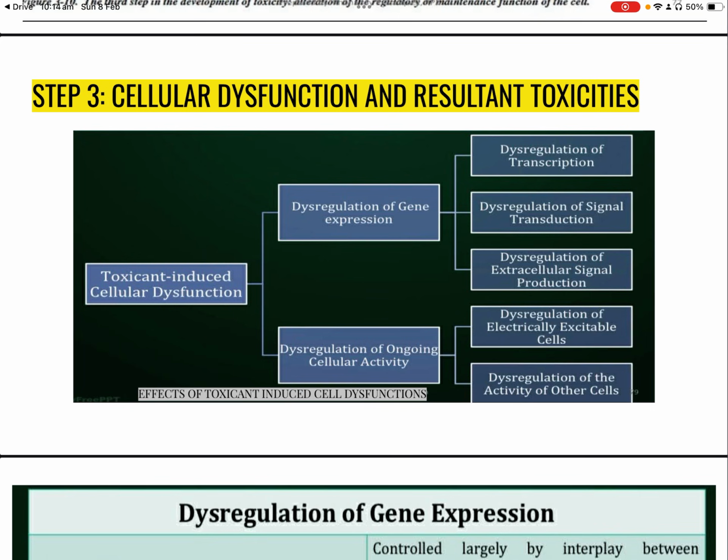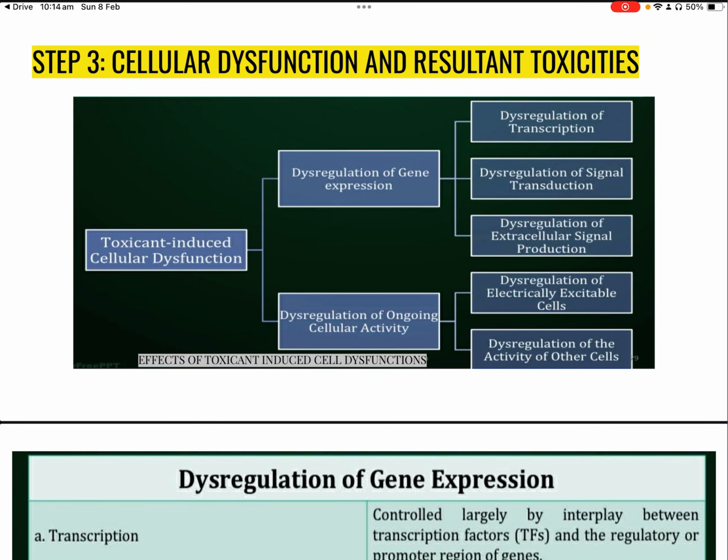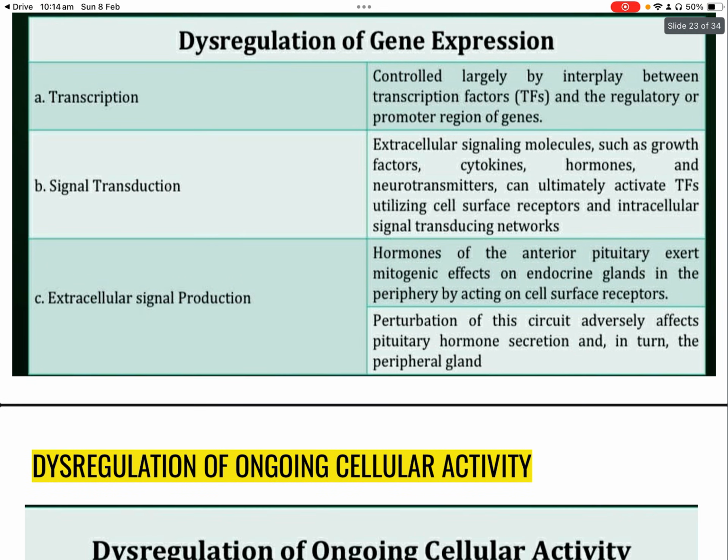So, this is just the effects of dysregulation of transcription and signal transduction, mostly on gene expression and cellular activity, or the overall cell process. So it will disrupt cellular function or processes. Okay?